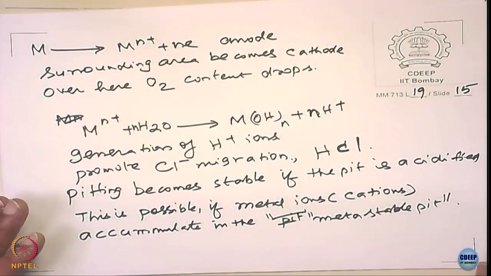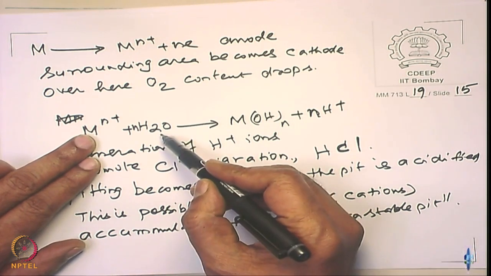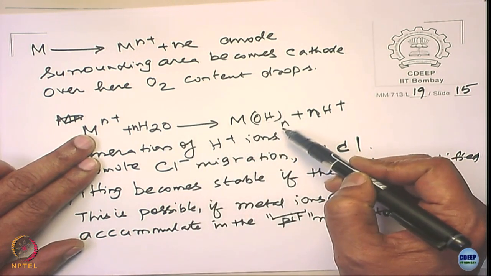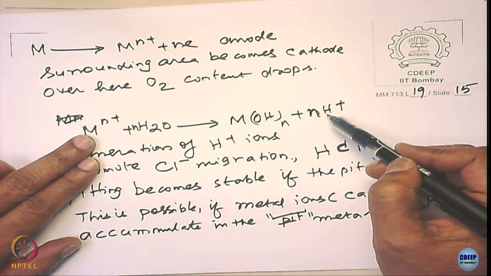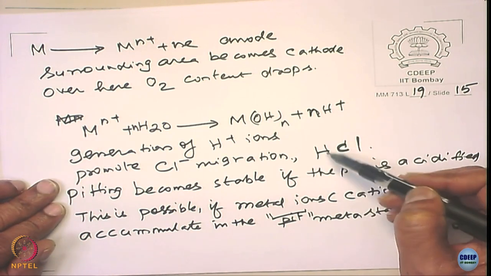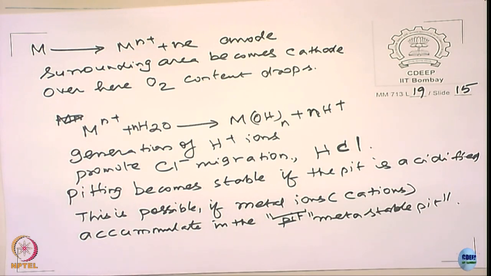The acidity is first of all created by the dissolution, by the hydrolysis of the metal ions. Look at this, the metal ions will interact with water, hydrolyze and form metal hydroxide plus acid, H plus, and H plus in turn will attract more chlorides and form these. Assume that these metal ions can easily migrate outside. I form a pit, you have metal ions, they just go out of the surface, what will happen?